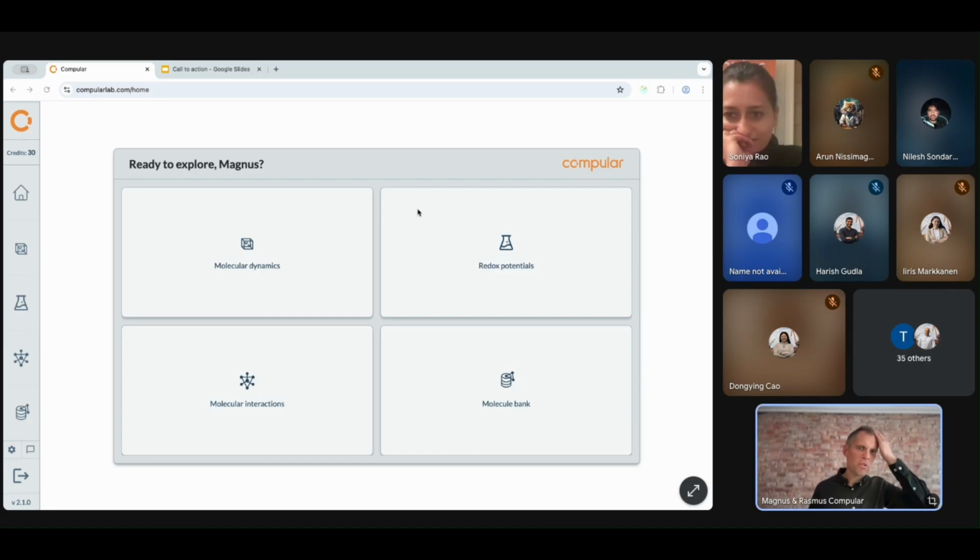So what do we actually build here? As Rasmus said, we're trying to make a tool that can be used by basically anyone who works somehow related to chemistry or physics. You don't need to be a computational expert. The first thing you might notice is that I run it in the browser. You just go to compularlab.com in order to start it. So the threshold to enter is really low.